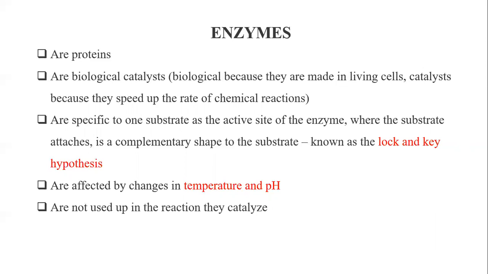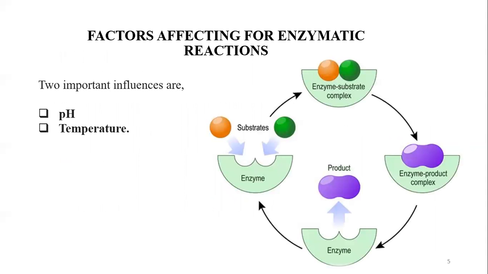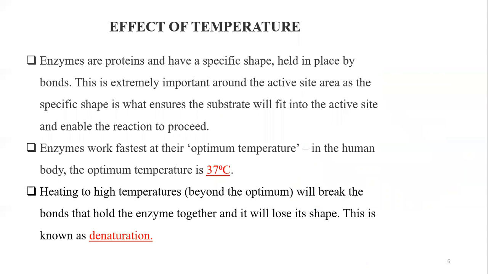Enzymatic reactions are affected by temperature and pH. During the chemical reaction, these enzymes are not utilized, which means they are released. So we can reuse these enzymes for other chemical reactions. As I mentioned earlier, these are the major factors affecting enzymatic reactions: pH and temperature.